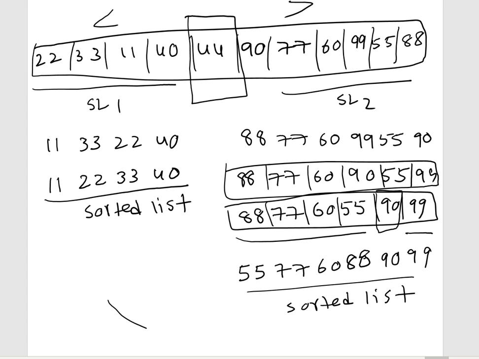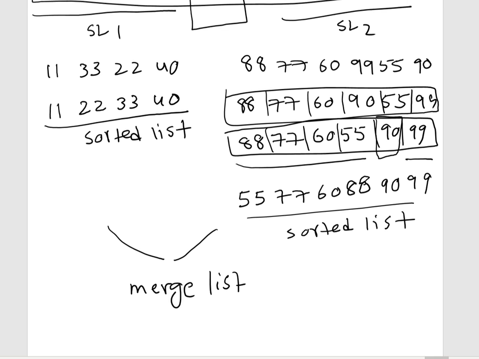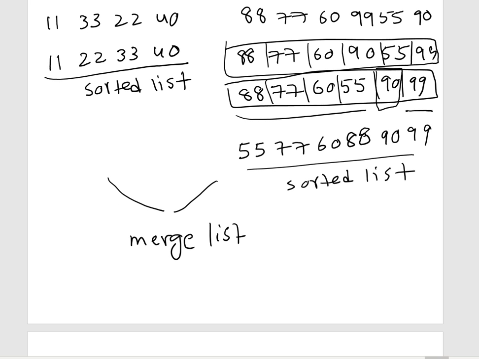Now what we need to do? Perform the merge operation here. Merge the list. Merge means combine the list. So this is the swap. See, this is not a sorted list. Sorry. This is only the sorted one.